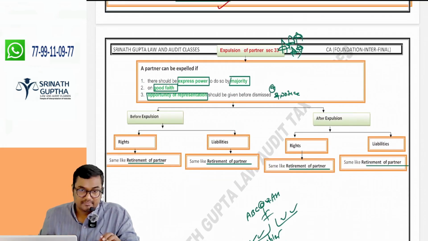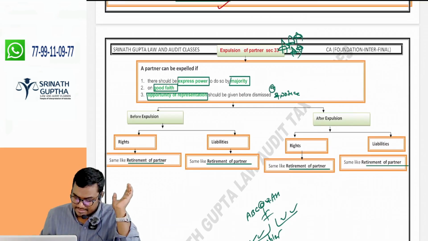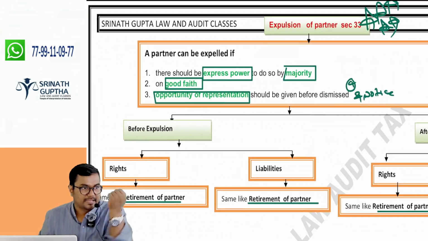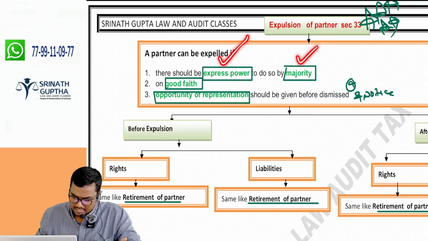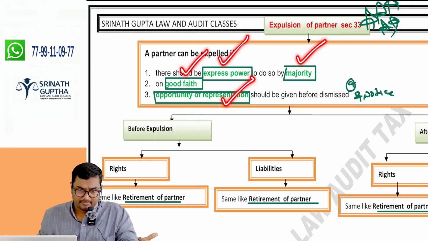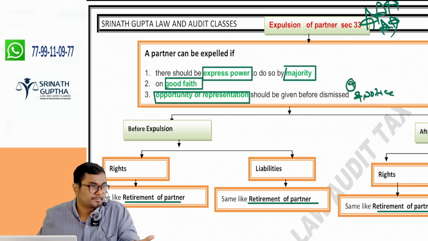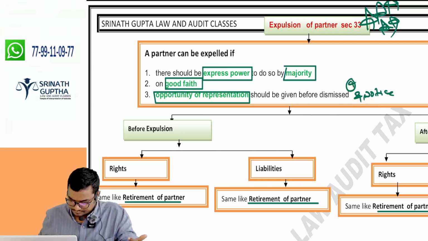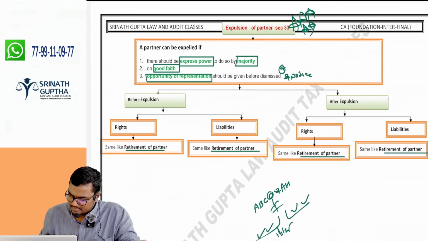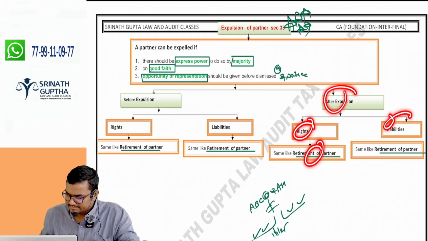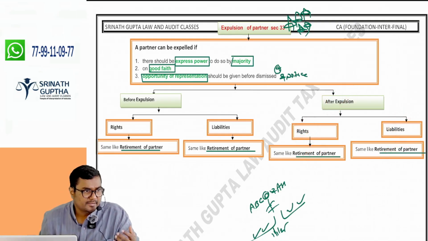Expulsion, very, very important. We have discussed so many questions on expulsion in the second chapter, rights and duties of the partner. A partner can be expelled from the partnership. We can expel a partner if express power is there in the partnership deed, agreed by a majority of partners in good faith. We have to give a reasonable opportunity to that partner before expelling, and we should give a notice to that partner why we are expelling. Before and after expulsion, rights and duties are similar to a retired partner. Retirement and expulsion are the same. Retirement means voluntary.